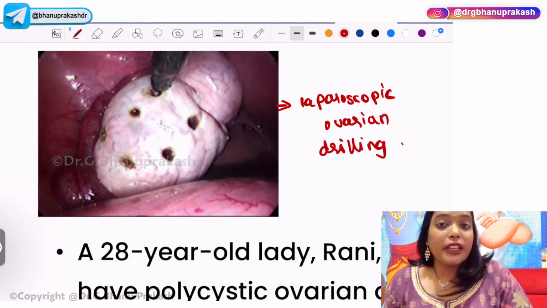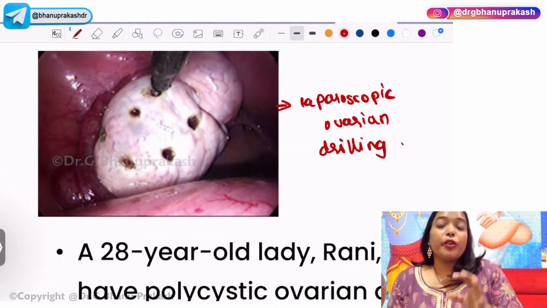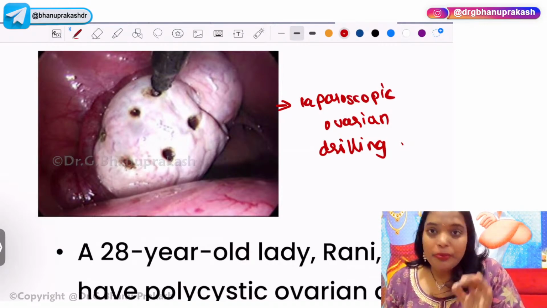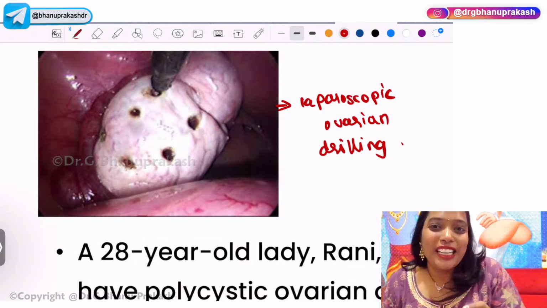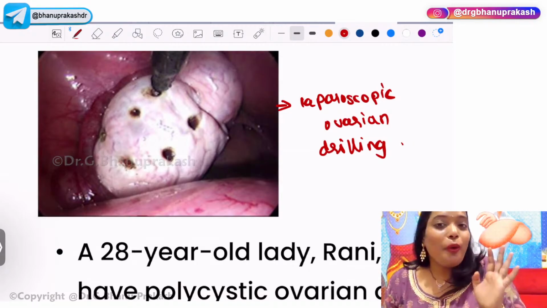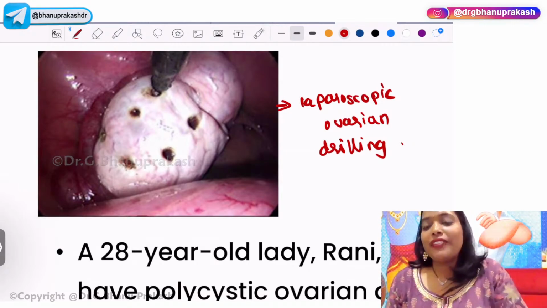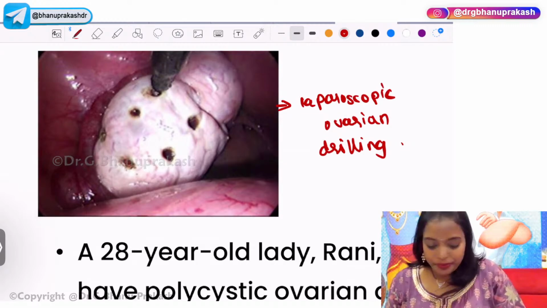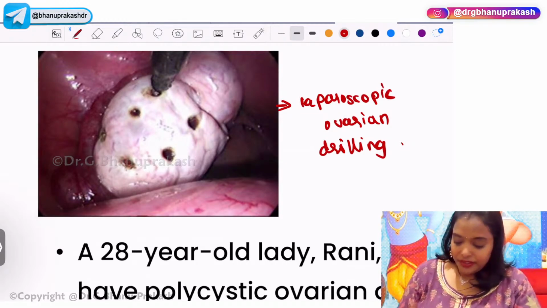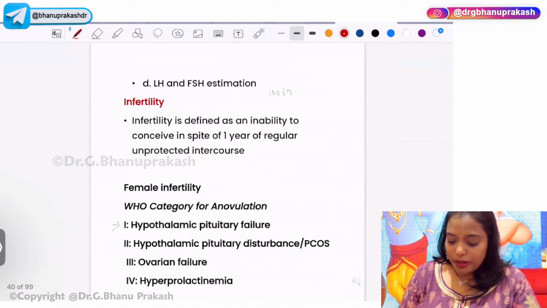So laparoscopic ovarian drilling, through the laparoscopy, you're going to burn the ovary. You're going to make holes in the ovary. 4 holes, 4 depth, 40 megavolts. Everything 444. That's about the PCOS.